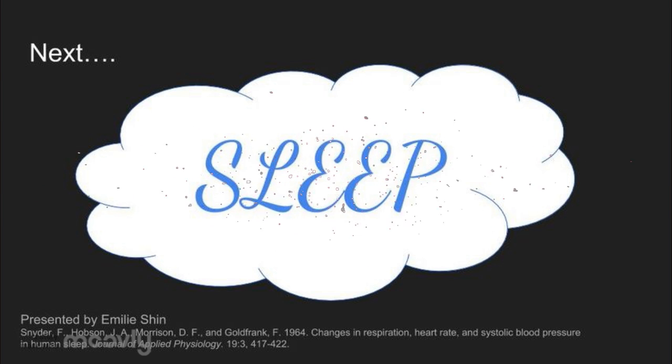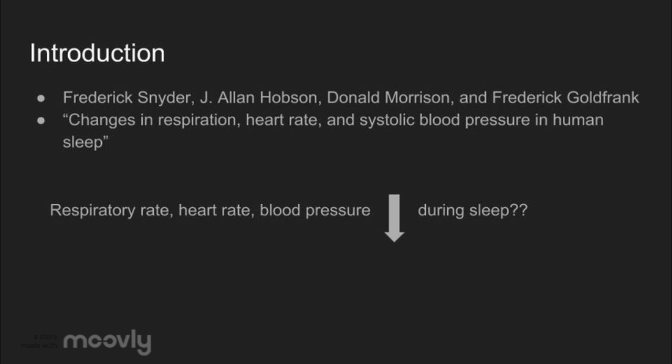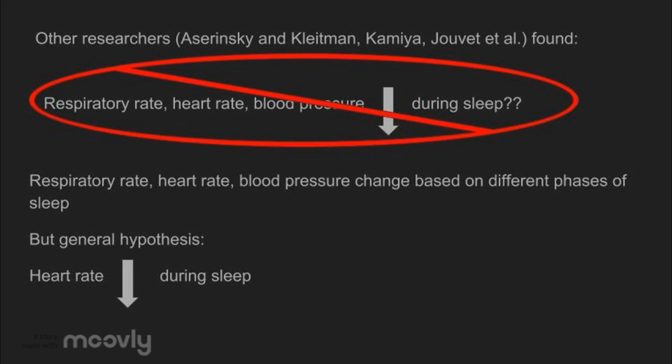This research came about because during sleep, it was previously generally accepted that respiratory rate, heart rate, and blood pressure would all fall and become lower during sleep. However, other researchers found that pulse and breathing of infants would increase and decrease over periods. With further research done by others, Aserinsky and Kleitman, Camilla, and Jouvet et al. found data correlating with different phases of sleep.